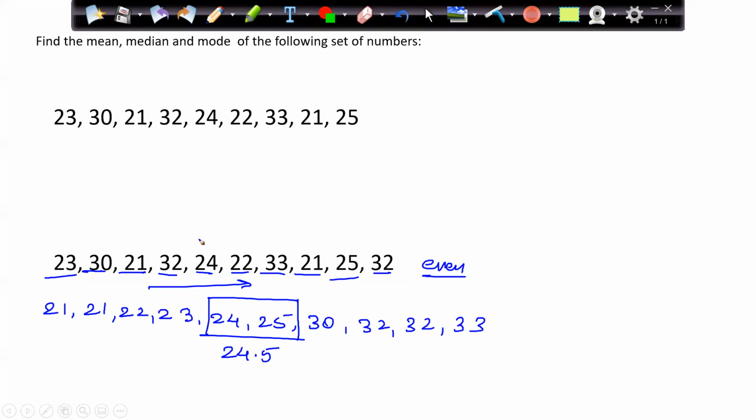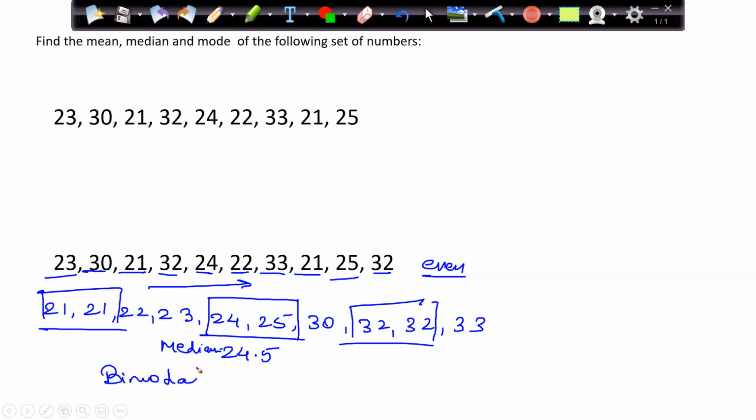Now I want to find the mean and the mode as well. If I talk about the mode, you can see that I have 21 and 21, 32 and 32, two times each. That means my data has 2 modes. 21 is coming two times, 32 is also coming two times. Then what is my mode? My mode is 21 and 32 both. So this type of data is known as bimodal data. I have two modes, bimodal data.